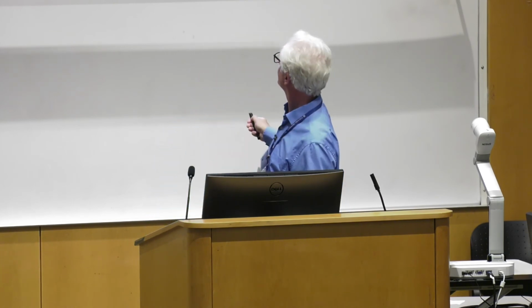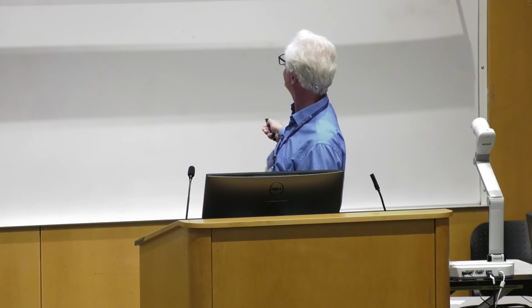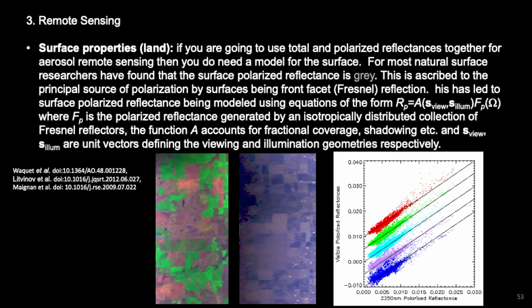And then this is just showing how the 2250 polarized reflectance compares to 410, 470, 555, 670, and 865, and basically it's a one-to-one line. And what that means is this is a very gray picture of the polarized reflectance. This is a very colorful picture of the total reflectance. And it's just showing that the polarized reflectance is gray. And that's a really nice feature to have when you're trying to do remote sensing of aerosols, because you don't have to worry about the color of the surface.